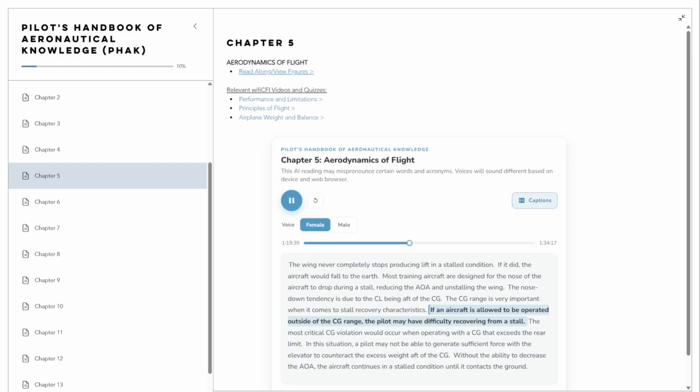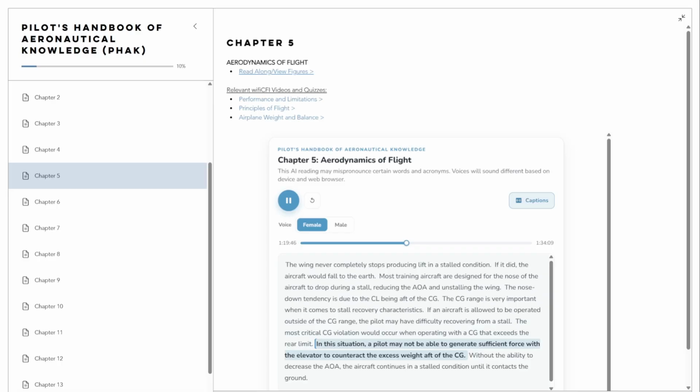The most critical CG violation would occur when operating with a CG that exceeds the rear limit. In this situation, a pilot may not be able to generate sufficient force with the elevator to counteract the excess weight aft of the CG. Without the ability to decrease the AOA, the aircraft continues in a stalled condition until it contacts the ground.